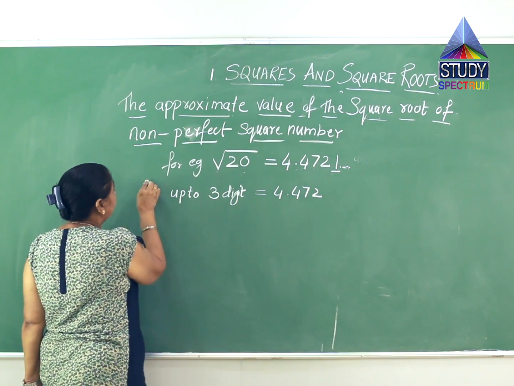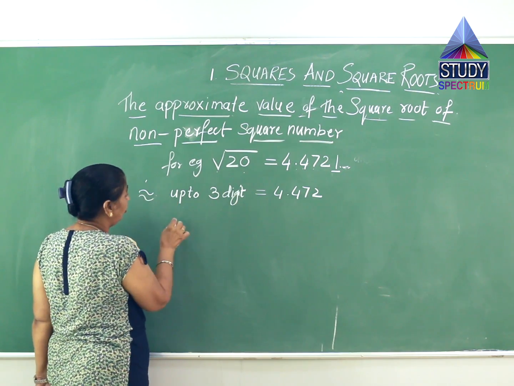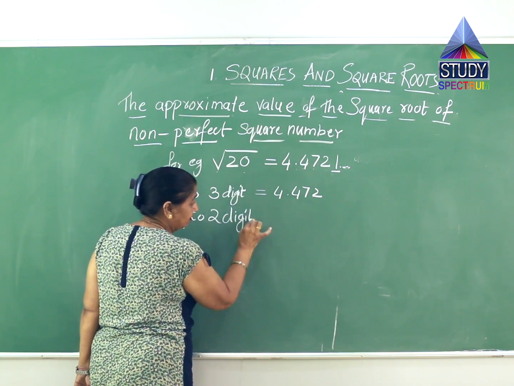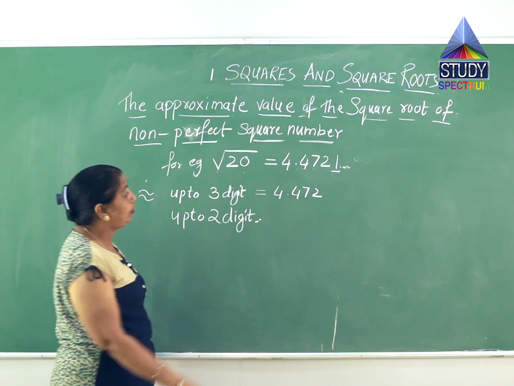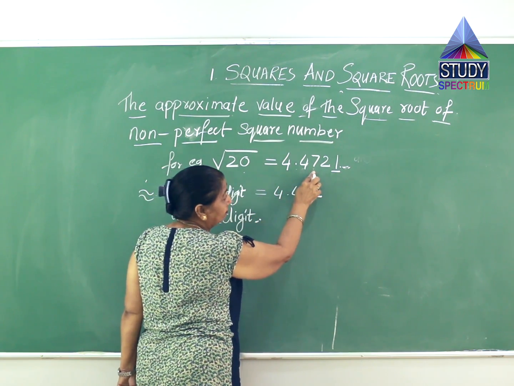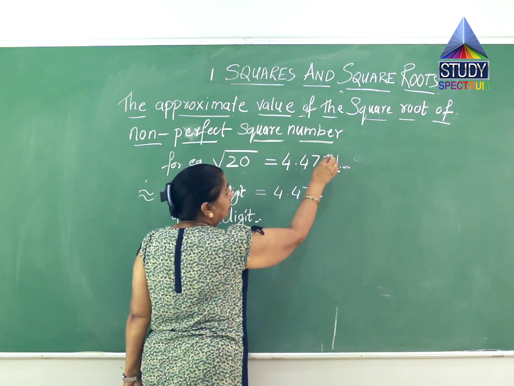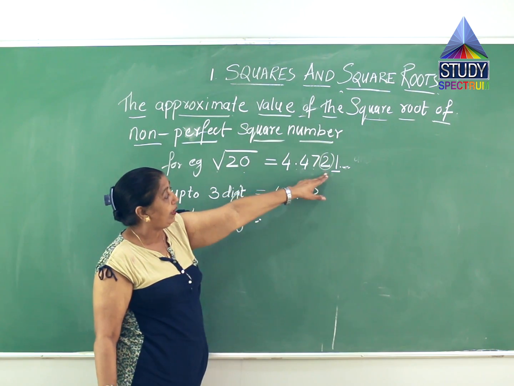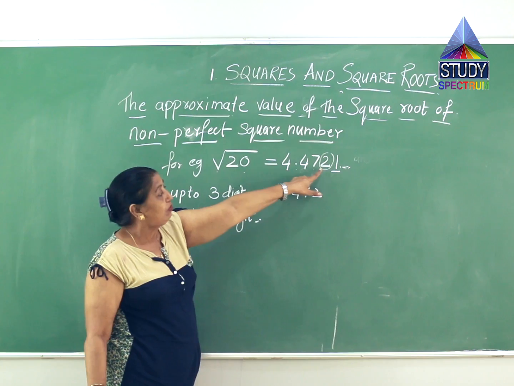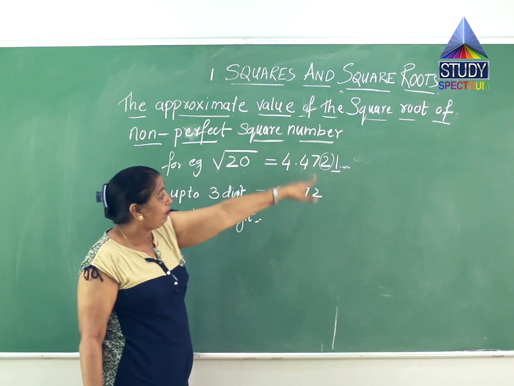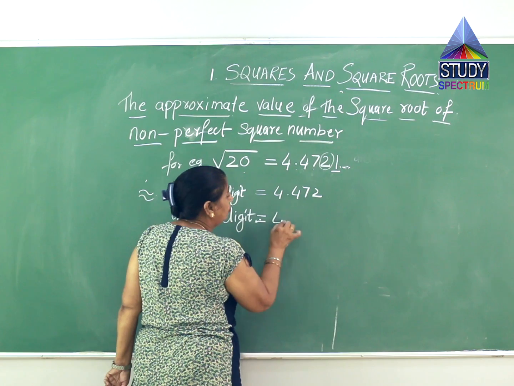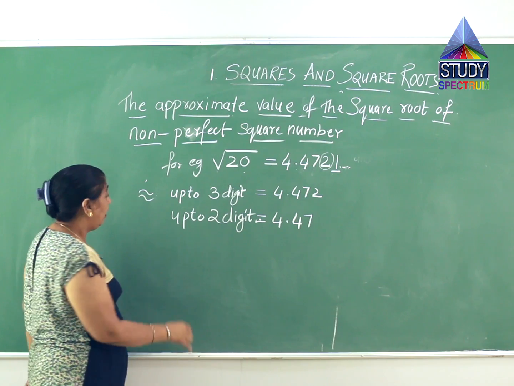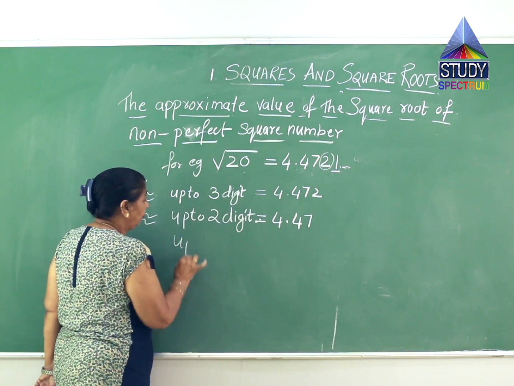Now if they ask you the approximate value up to 2 digits after decimal point, then for the first two digits, this is 4 and 7, we have to consider the third digit. Again, if it is 5 or more than 5, then I'll add 1 to this digit. But as 2 is less than 5, I'll just drop that number and I can write this approximate value as 4.47.